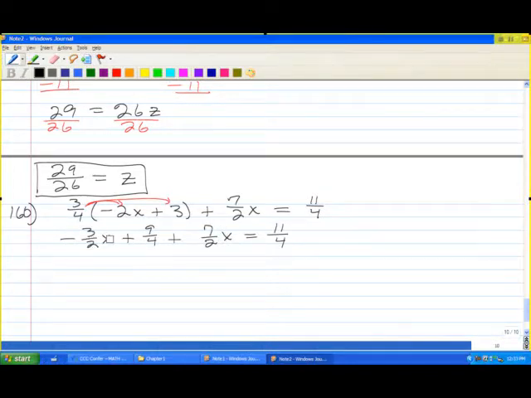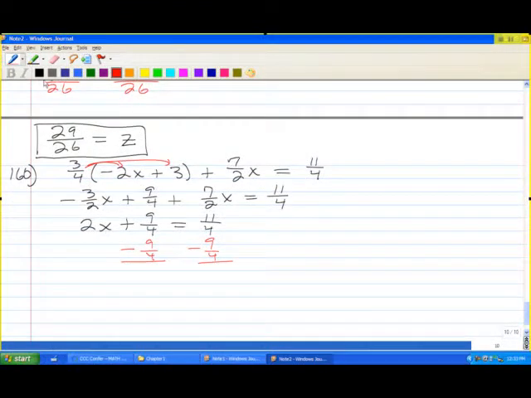7/2 x minus 3/2 x. 7 minus 3 is 4. 4/2 is just 2x. Then add 9/4 to both sides of your equation. And so 2x is equal to 11/4 minus 9/4, which is 2/4. And well, I can reduce 2/4, I can divide both 2 and 4 by 2. So this is 1/2.